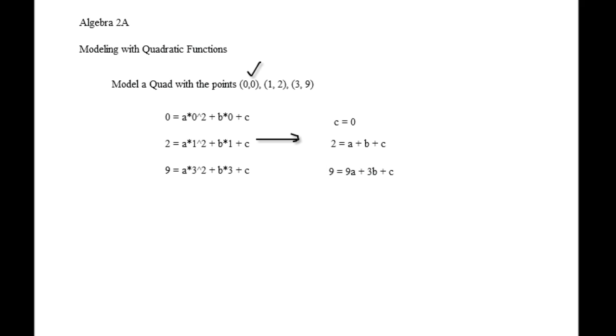Well, I already know c is equal to 0, so these become zeros. So that's pretty simple. Well, guess what? Now I have a system of two variable equations. So 2 equals a plus b, and 9 equals 9a plus 3b.